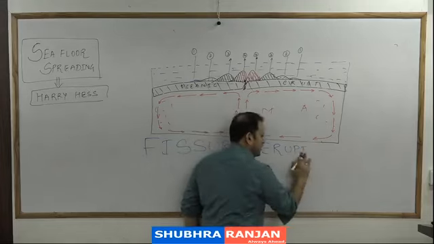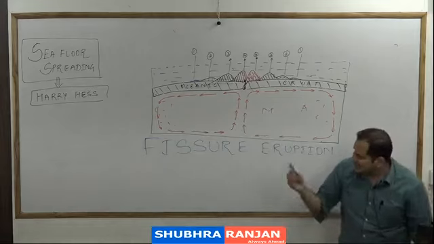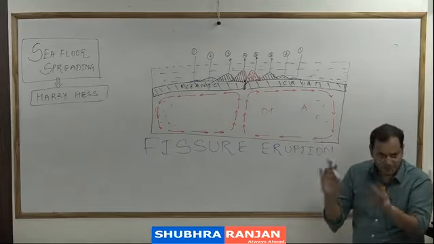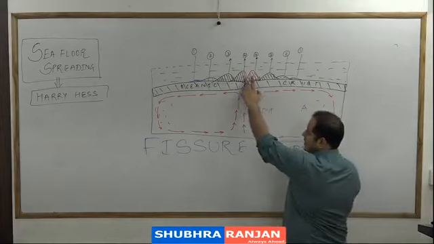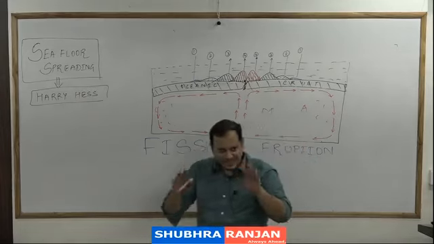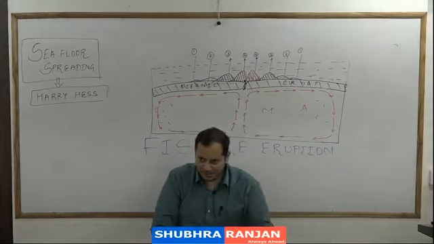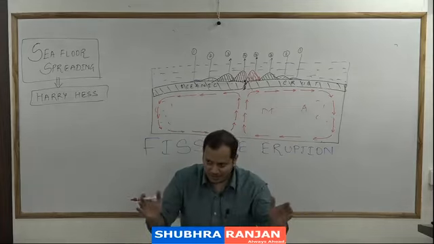What do you mean by fissure? Fissure means a crack which is created. So a crack is created, and this kind of eruption is known as a fissure eruption. So all along this we find there is a mid-oceanic ridge. So can I say this is how the sea floor is expanding, right? It has been proved. Can you imagine that the sea floor is expanding?